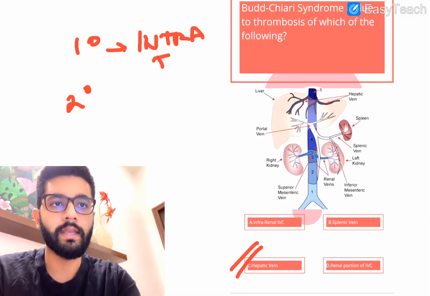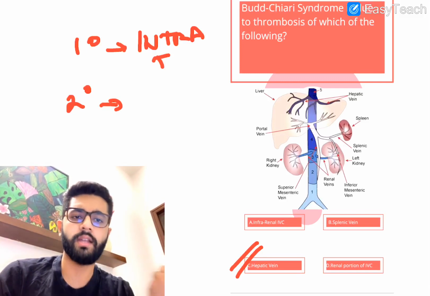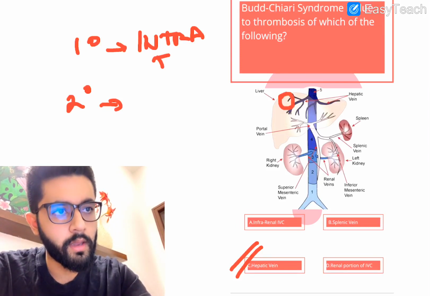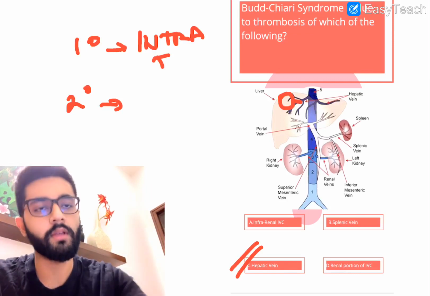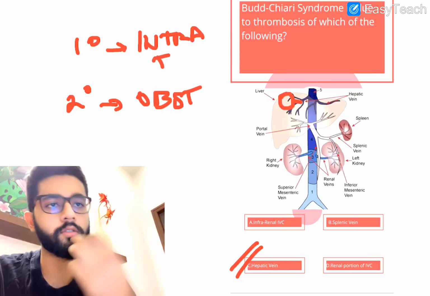Secondary Budd-Chiari syndrome is due to some cause outside the vessel. It's some tumor or mass that grows around it and obstructs the vessel. So when the mass pushes on the vessel and obstructs it, it becomes secondary Budd-Chiari syndrome. It's nothing but an obstructive cause of Budd-Chiari syndrome.